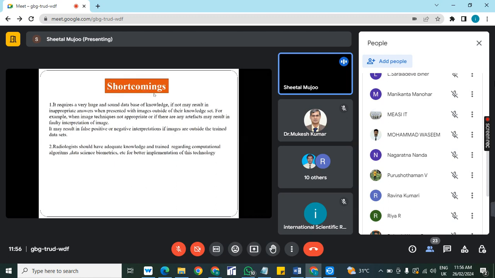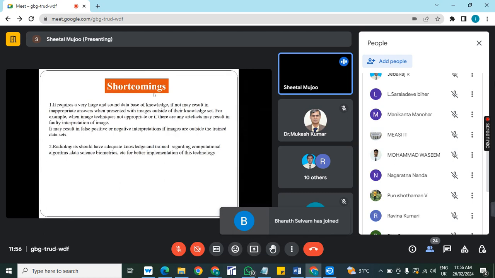Because radiologists usually don't have much knowledge about data science and these algorithms, they should be trained so that there is no false positive or negative interpretation of images.